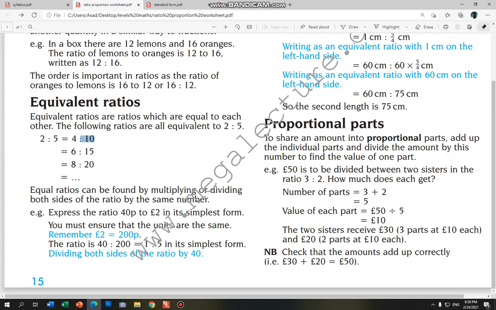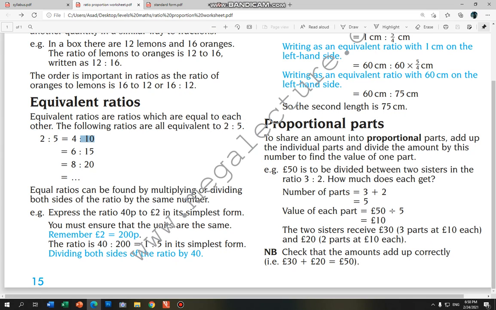So what are these equal ratios? Equal ratios can be found by multiplying or dividing both sides of the ratio by the same number. Got this? They can be found by multiplying or dividing both sides of the ratio by the same number.